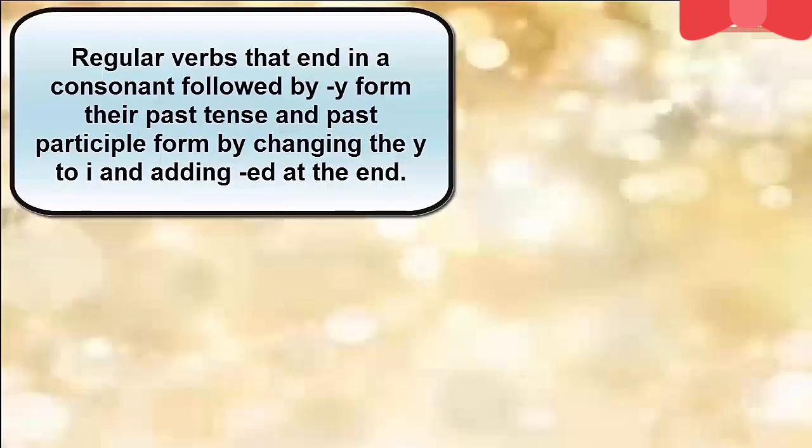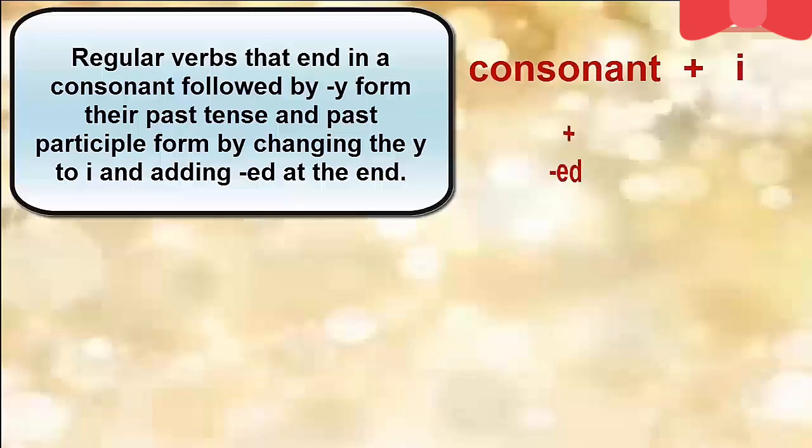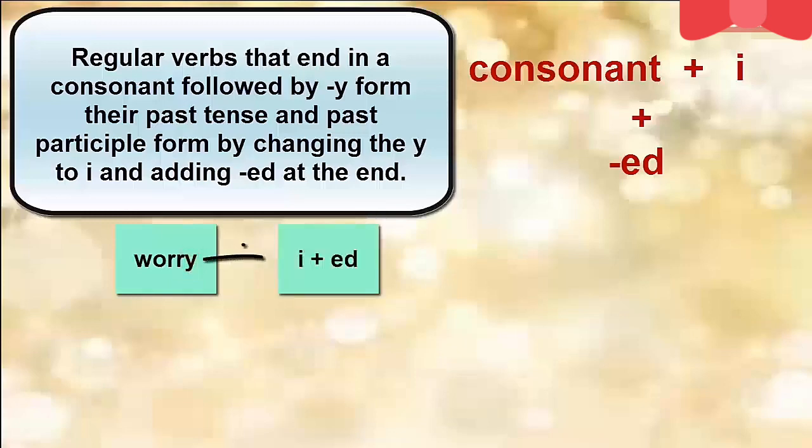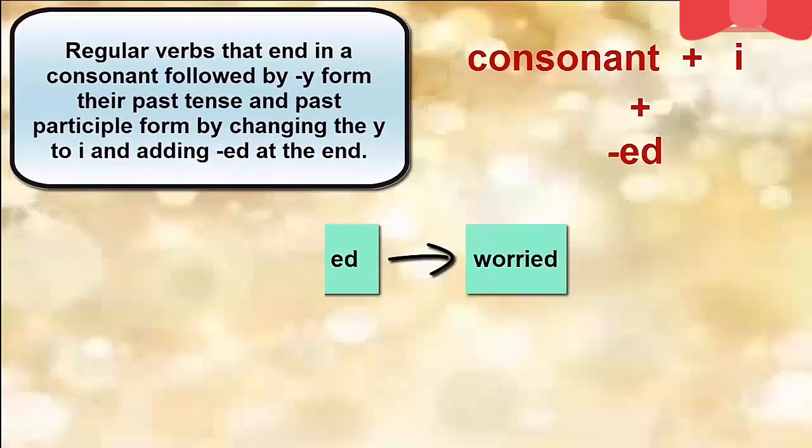Regular verbs that end in a consonant followed by y form their past tense and past participle form by changing the y to i and adding ed at the end. For example, for the verb worry, we change the y to i and add ed at the end. Hence, worried is the past and past participle form of worry. Here are some examples.